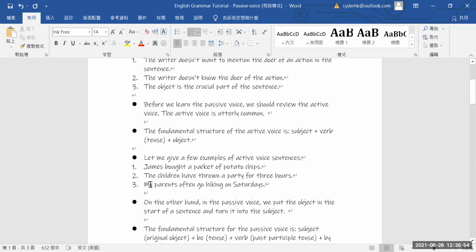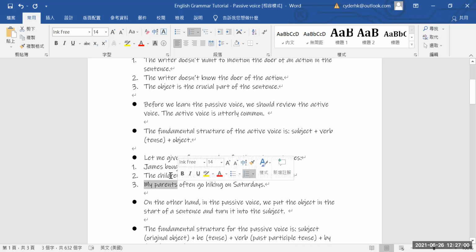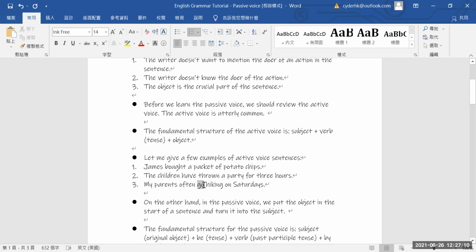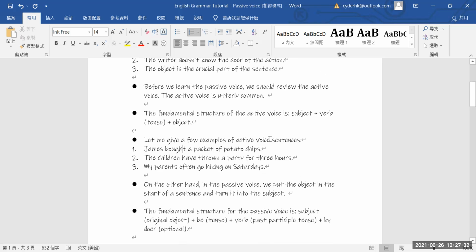Third example: my parents often go hiking on Saturdays. My parents are the subject. Often is the frequency here. Go hiking. Go is the verb with present tense, because this is a habit on Saturdays. This is a habit, a cycle, so we use present tense. So that's a little bit of review of the tense and of the active voice. We already learned the active voice very long ago. It's very basic, but today we're going to go through the passive voice.